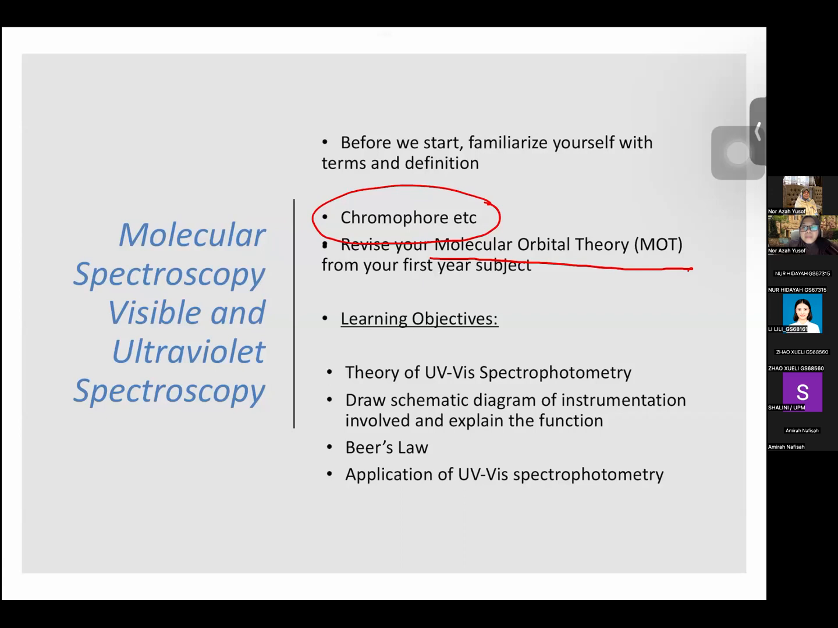Anyone can tell us, especially those who have taken the molecular spectroscopy subject, or you might remember the terms from your undergraduate study: what is a chromophore? Anyone? Just whatever you remember. Ahmed, do you remember?